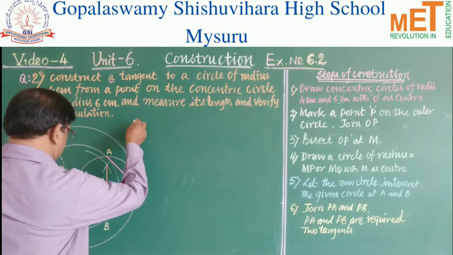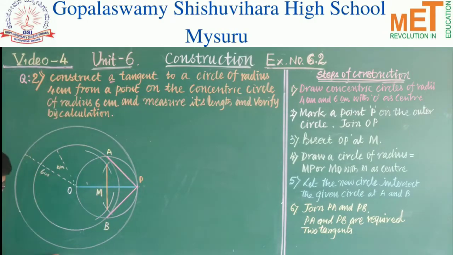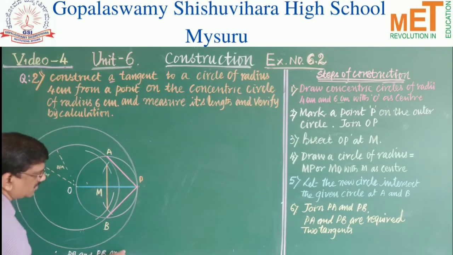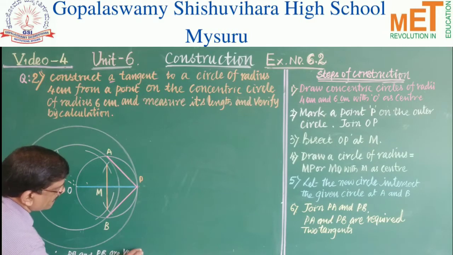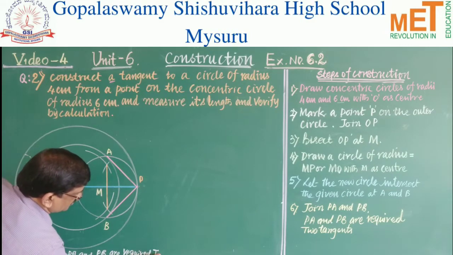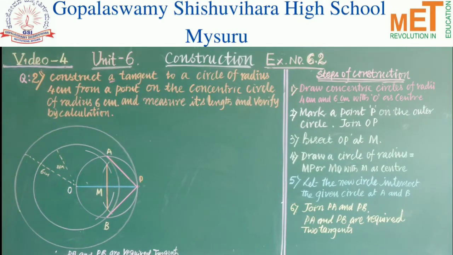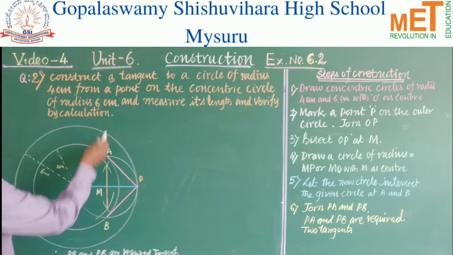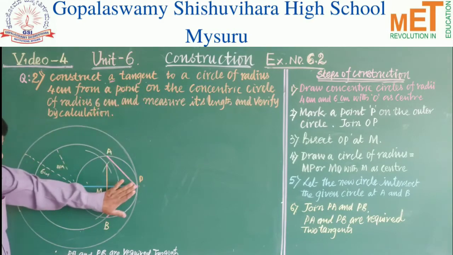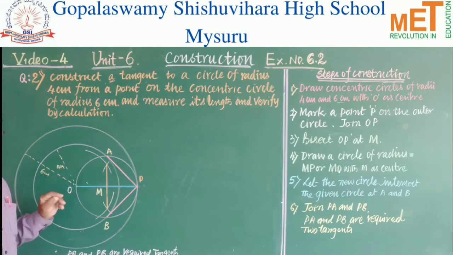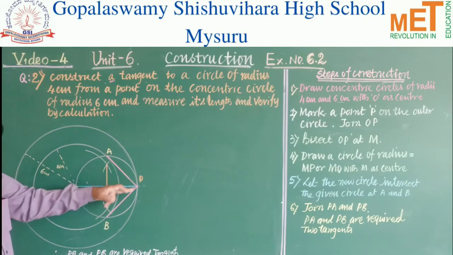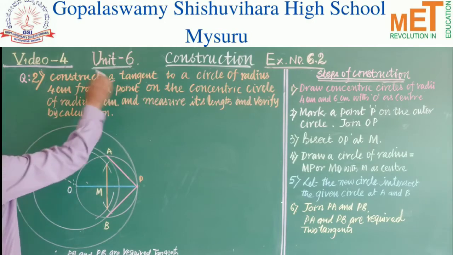Therefore, what is our conclusion now? Therefore, PA and PB are the required tangents. Okay. Children, you see here, in the examination, if they ask for a tangent, no need to draw PB, PA is enough, or no need to draw PA, just PB is enough, because it is asked only for one.